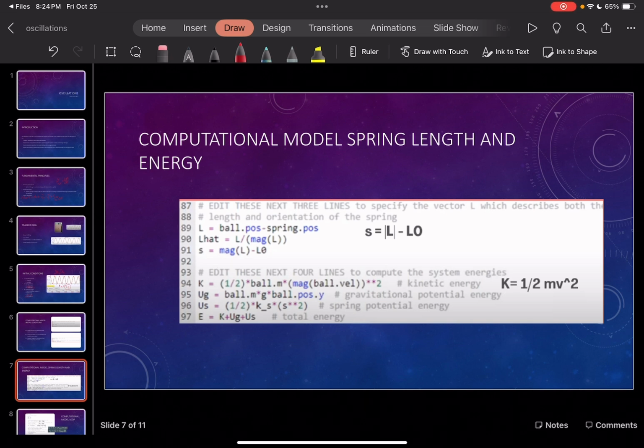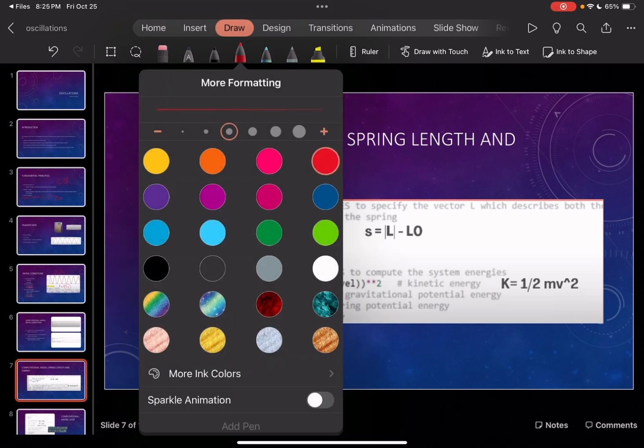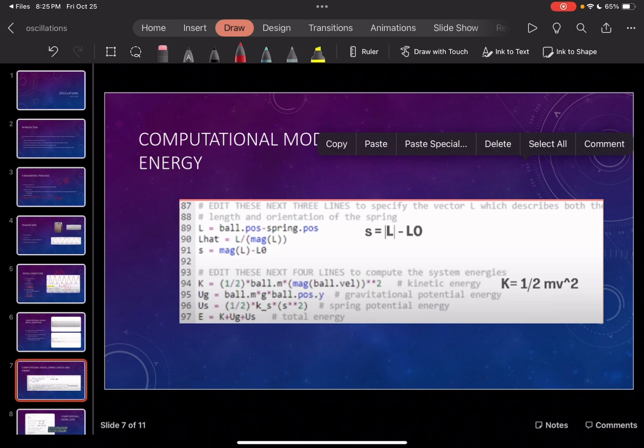So let's take a look at the computational model for spring length and the energy. And so we have L is equal to the ball position minus spring position, and L hat is equal to L divided by the magnitude of L, which is going to be our unit vector, or direction vector in this case. And we have S is equal to the magnitude of L minus L0, which we have written here. So let's continue on, and let's find our energy systems.